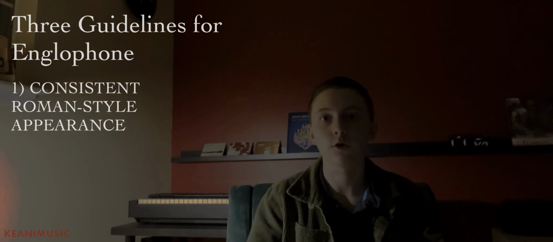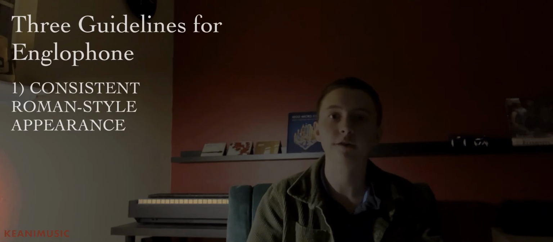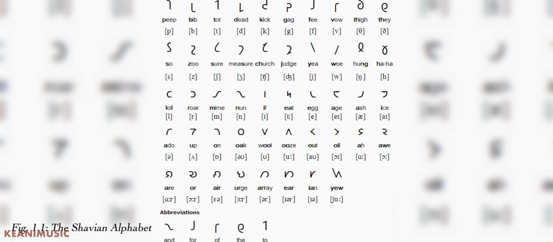I have also laid out 3 guidelines for this alphabet to help it more fully achieve its goal. Firstly, the alphabet must maintain a consistent Roman-style appearance. A good cautionary tale for this is the Shavian alphabet. In fact, the inspiration for this video was a video I saw on YouTube about the Shavian alphabet.